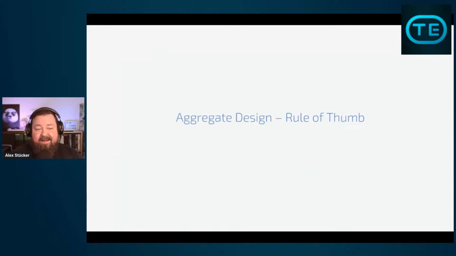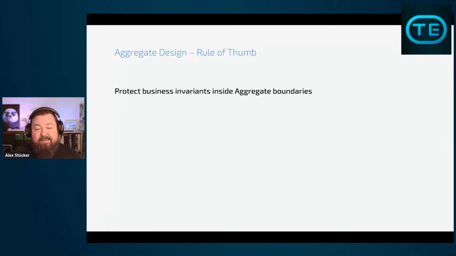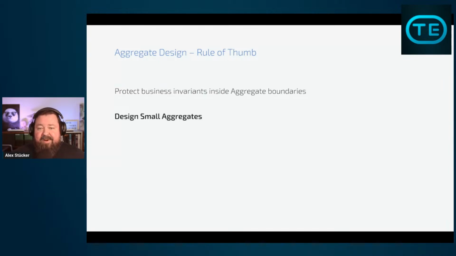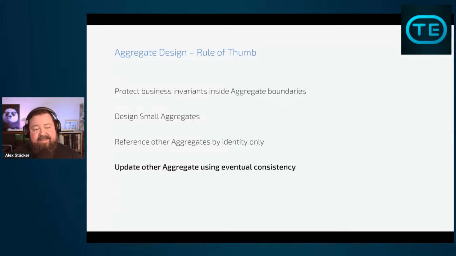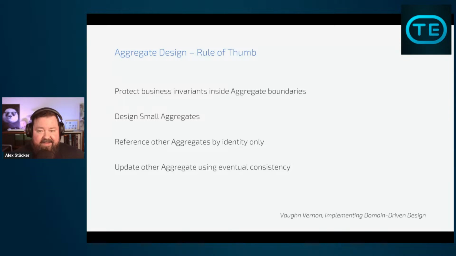Next, let's see the aggregate design rules of thumb. These are from Vaughn Vernon. One of the rules of thumb is to protect business invariants inside aggregate boundaries. The other one is to design small aggregates. That's sometimes a challenging one, to design the aggregates as small as possible, but as large as required. The next one is to reference other aggregates by identity only. And then update other aggregates using eventual consistency. This means do not update multiple aggregates in the same transaction. These are from Vernon's red book, Implementing Domain-Driven Design.